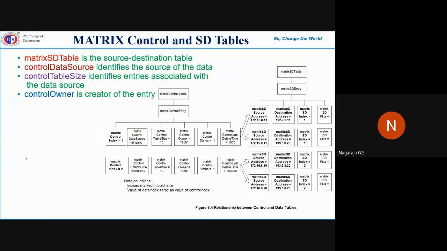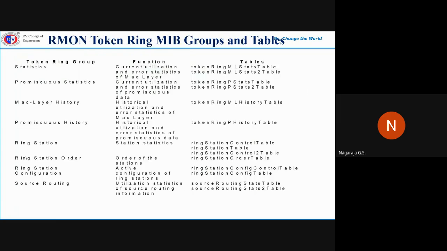Matrix SD table is the source destination table. Control data source identifies the source of the data. Control table size identifies the entries associated with the data source, and control owner is the creator of the entry. It is similar to your control table and data table, but here we are talking about the matrix control table and matrix source to destination table details, and its associated blocks which come under the RMON protocol altogether. These are the groups which are available relating to token ring.